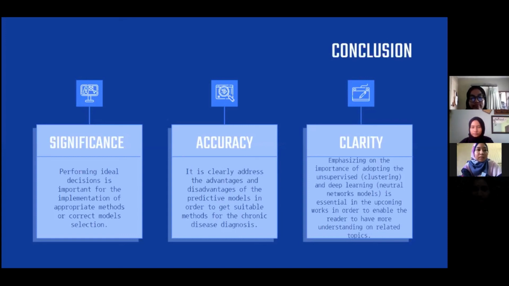Nevertheless, in the clarity part, the authors should briefly emphasize the importance of adopting the unsupervised, known as clustering, and the deep learning, known as neural network models, in the upcoming works in order to enable the reader to have more understanding on related topics. So, to conclude, this article is also very essential and useful for the future researchers and also the practitioners in diagnosing chronic diseases.